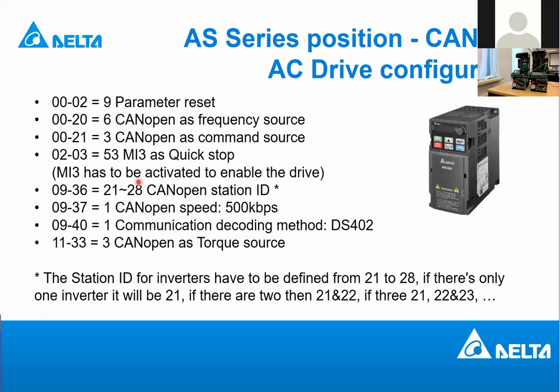The next step, we have to set the digital input of the drive, MI3, as quick stop. To do that, we go to parameter 0203. We set it as 53. I've connected a cable on this terminal, and I shorted the cable. It's to help us for the quick stop of the drive in case of emergency. So parameter 0203, let's make it 53.